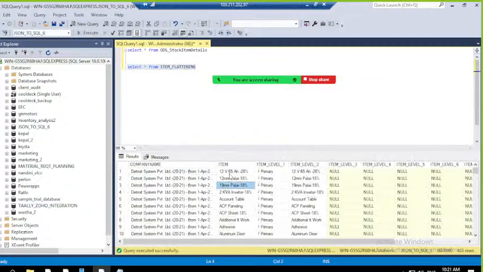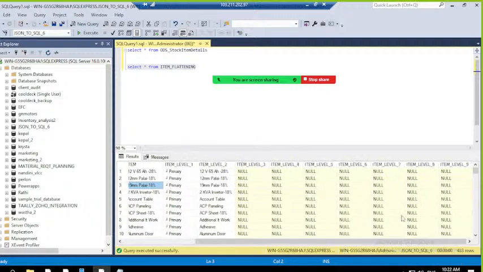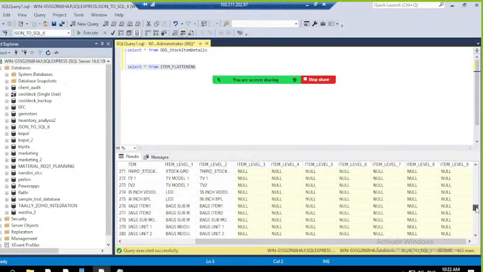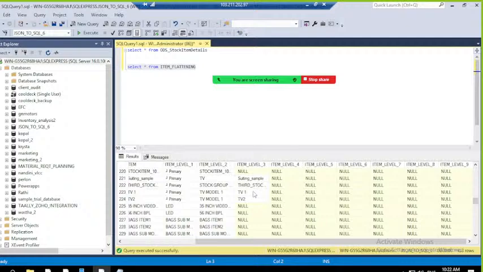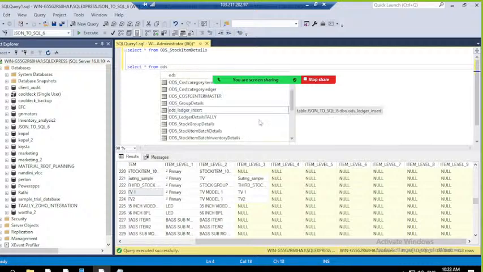This will give you the complete item flattening across 9, 10 or 11 levels. Did you understand? It will start from primary and it will go down. Then you join it with the item and you will get the complete group-wise flattening. Have you understood this far? Yes or no? Rohit, is it clear? Everyone clear?